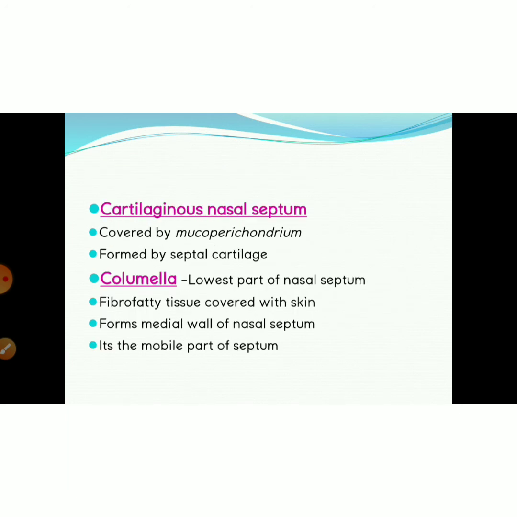Now coming to the cartilaginous nasal septum. It is formed mainly by septal cartilage, which bridges the anterior gap between the main bony components of the bony septum, that is the ethmoid bone and the vomer. And the cartilaginous septum is covered by mucoperichondrium. The lowest part of the nasal septum is called the columella, and it is a fibrofatty tissue covered with skin. It forms the medial wall of the vestibule and is the mobile part of the septum.